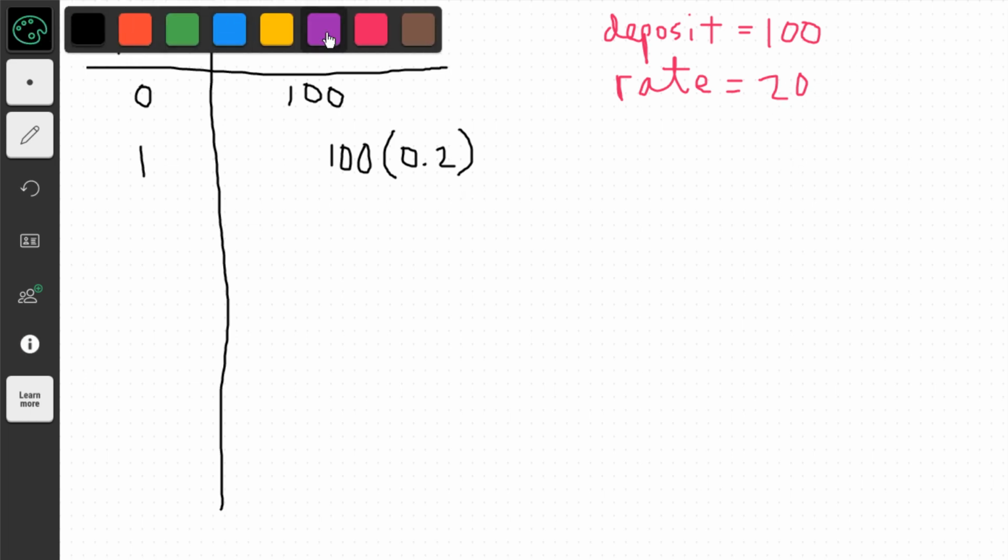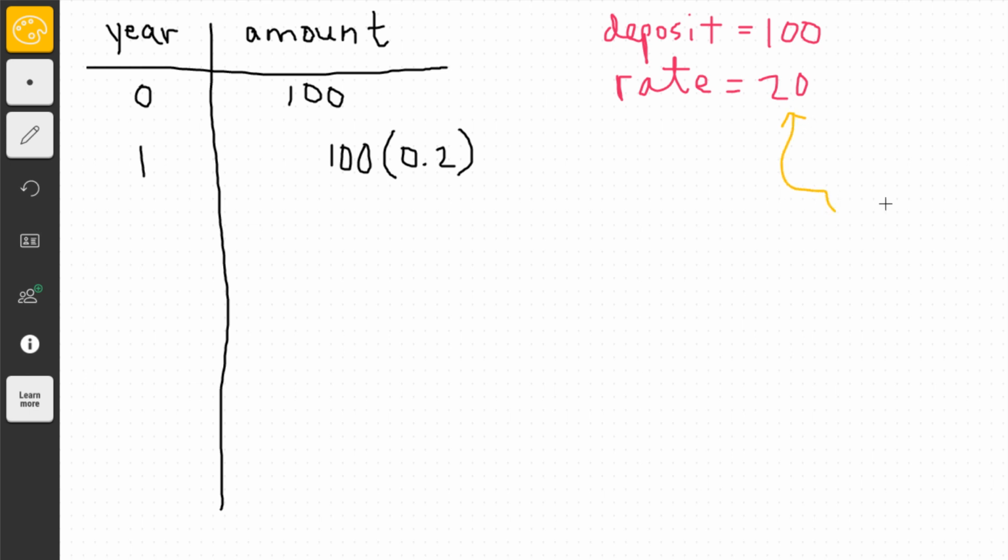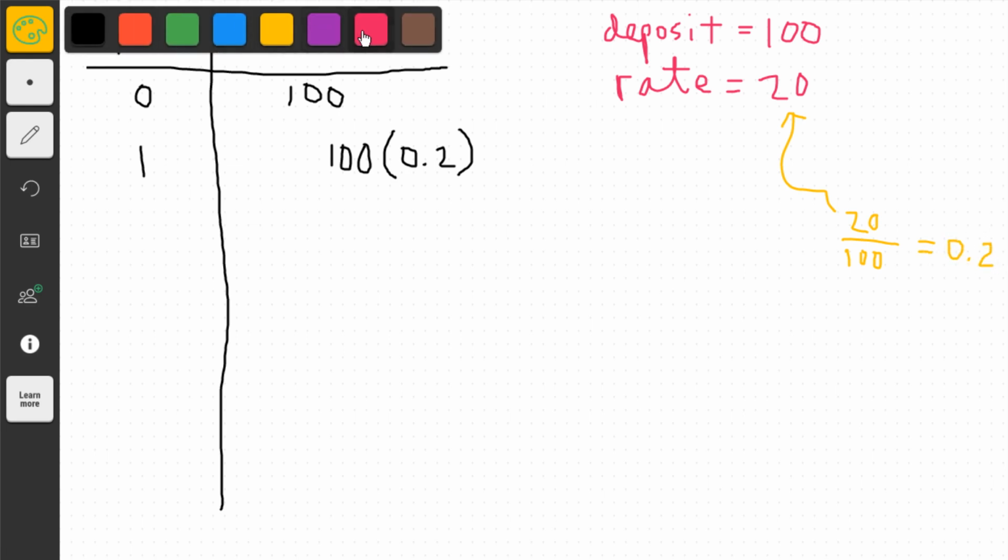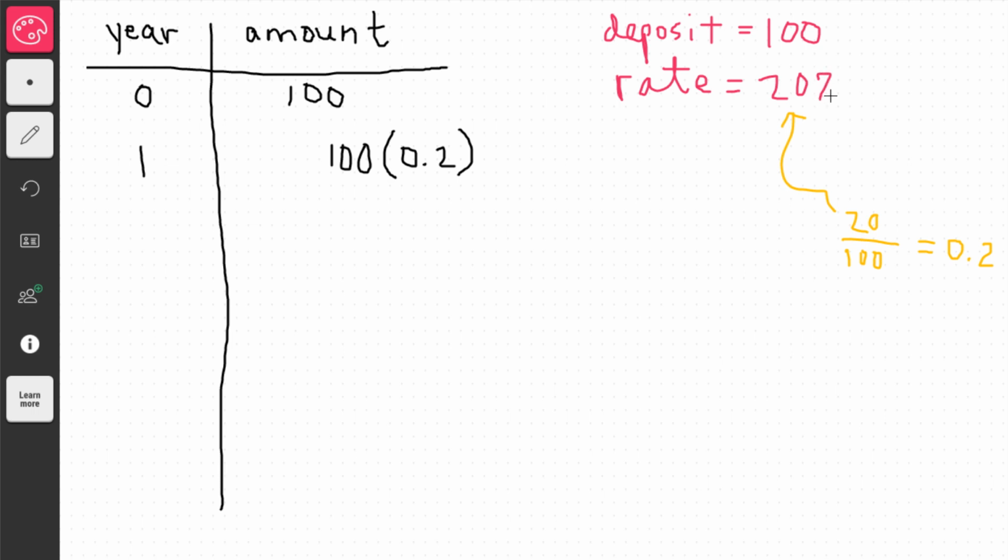Maybe I'll make a note over here referring to this. So 20 divided by 100 equals 0.2. And maybe to make it even more clear, after the 20, I'll put a little percent symbol there. Okay, I'm really bad at drawing those.